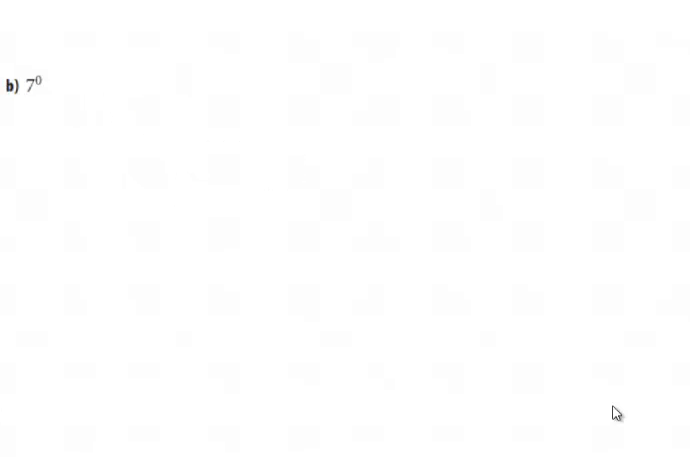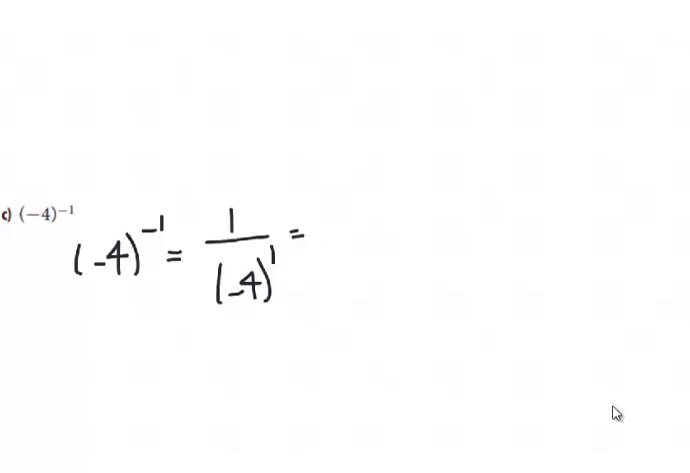The first example says evaluate 8 exponent negative 2. So I can write 8 exponent negative 2 is the same as 1 over 8 exponent 2, which is 1 over 64. The next one says 7 exponent 0. Remember, any base exponent 0 is going to give you 1. The next example says negative 4 exponent negative 1. I can write this as 1 over negative 4 exponent 1. We know that any number exponent 1 is the same number. So this is the same as 1 over negative 4.